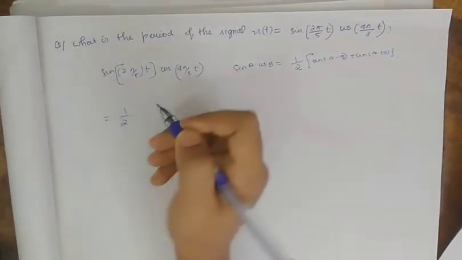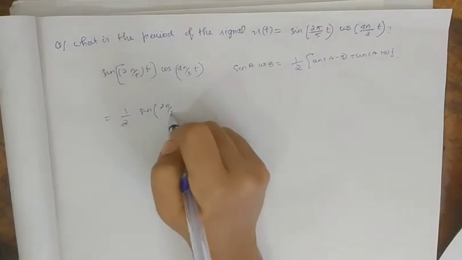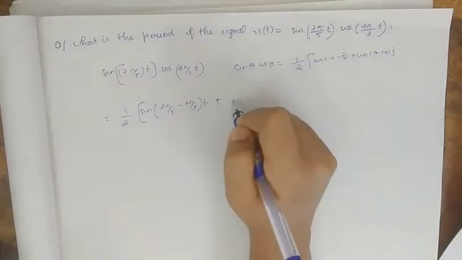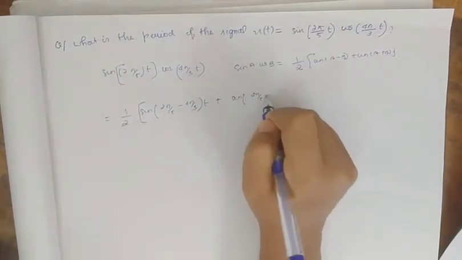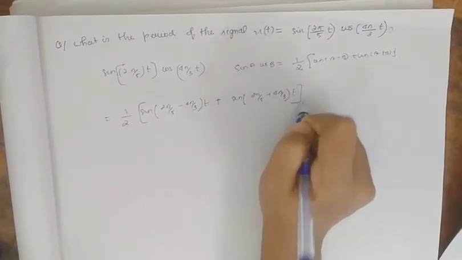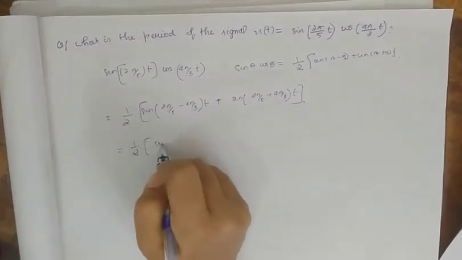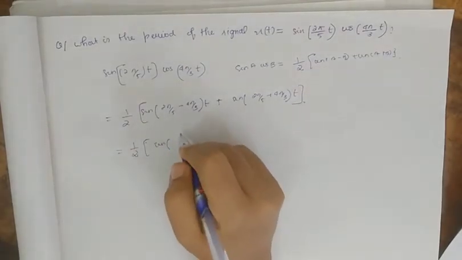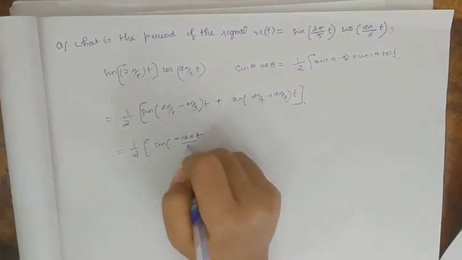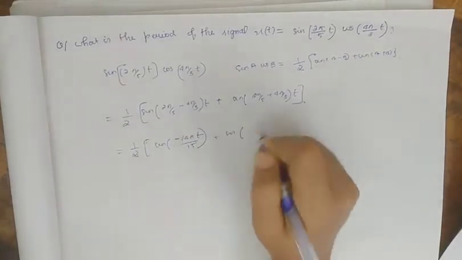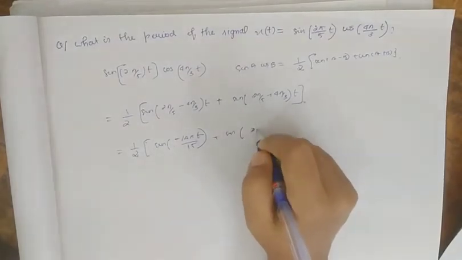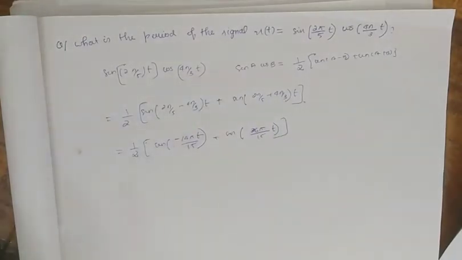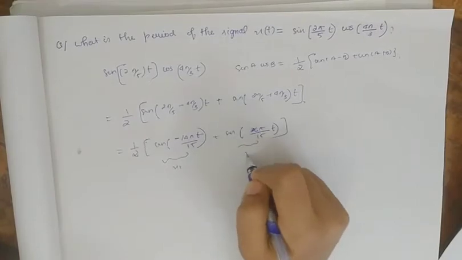We will get 1 by 2 [sine (2 pi by 5 minus 4 pi by 3) t plus sine (2 pi by 5 plus 4 pi by 3) t]. Okay, so we'll get 1 by 2 into [sine of minus 14 pi t divided by 15, plus sine of 26 pi divided by 15 t]. Okay, so this is x1, this is x2.